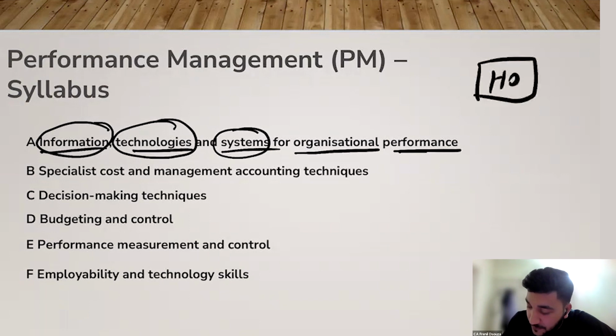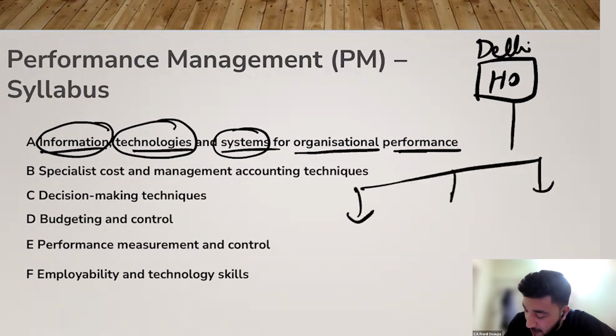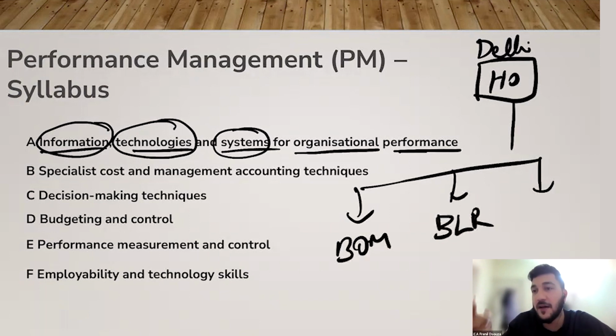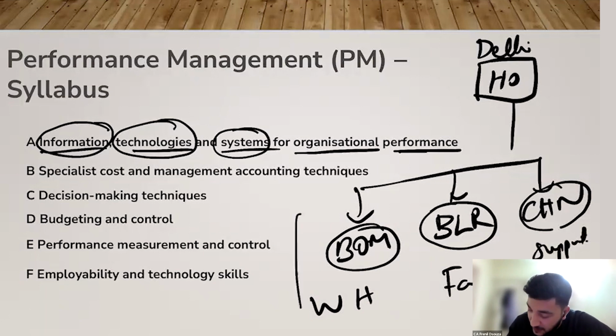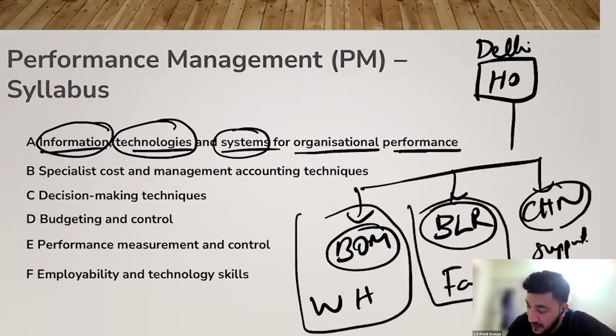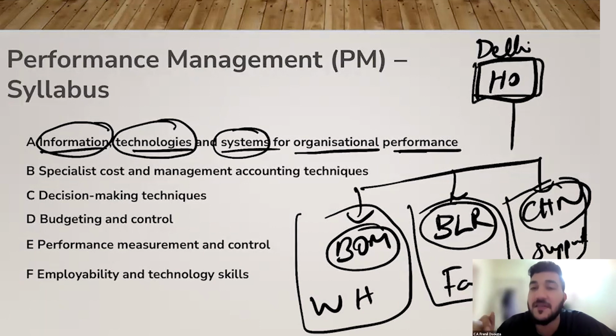So here is the head office, and this head office is located in Delhi, and I have branches in Bombay, Bangalore, and let us say Chennai. Let us say there is a warehouse in Bombay, a factory in Bangalore, and a support group in Chennai. Now there are a lot of activities which keep happening in Bombay, Bangalore, and Chennai. And at head office, I'm sitting here, all my directors are sitting here, and my regional heads are sitting in different cities.